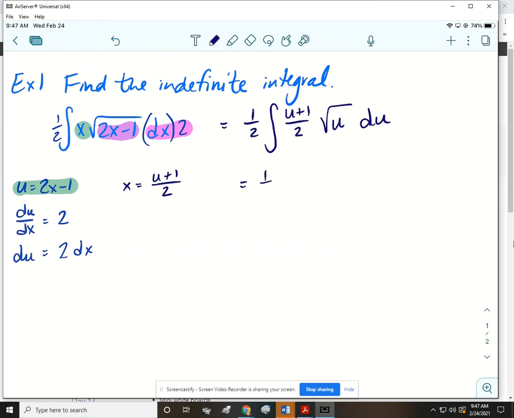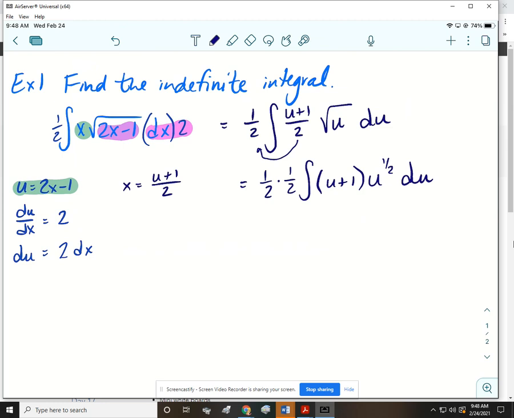Okay. Now, it's still going to be kind of a challenging problem to do even after we do that, but we can do it. One thing I want to do is I can pull a constant out in the front. So (u plus 1) over 2 is the same as (u plus 1) times 1/2. So I'm going to pull that 1/2 out in the front, and that's just going to leave us with u plus 1. And then I'm going to write the square root of u as u to the 1/2.